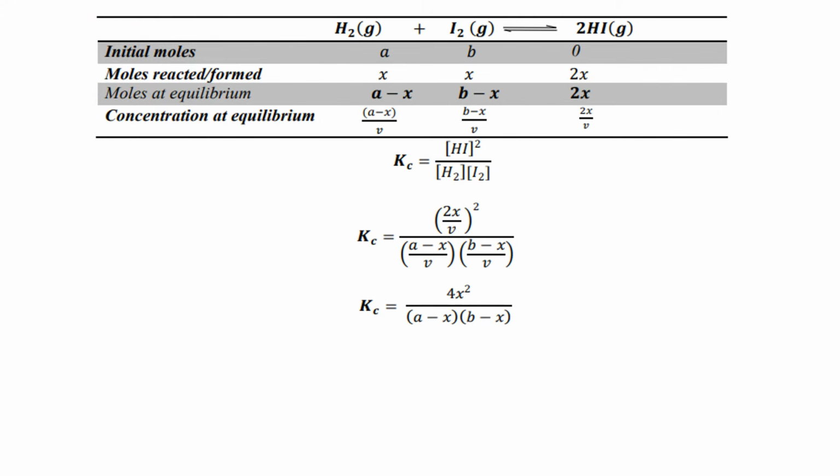So now let's look at the reaction equation. Hydrogen reacts in the mole ratio of 1:1 with gaseous iodine to form 2 moles of hydrogen iodide gas. Initially, the number of moles that we used for hydrogen is A moles, for iodine is B moles, and for hydrogen iodide this is 0.